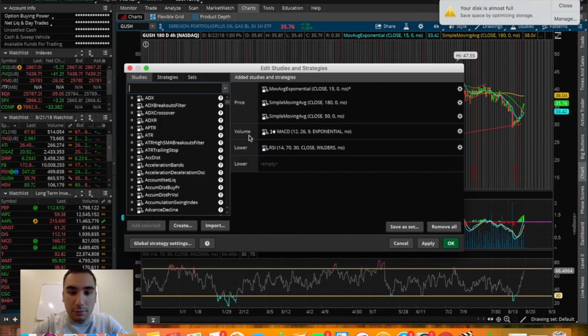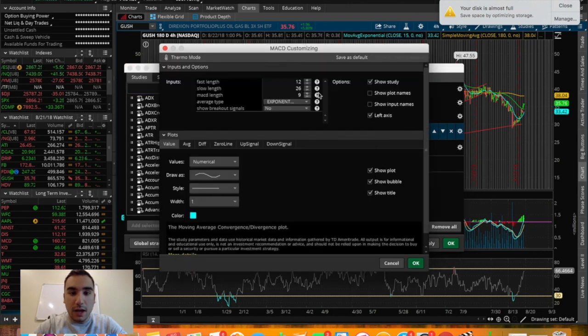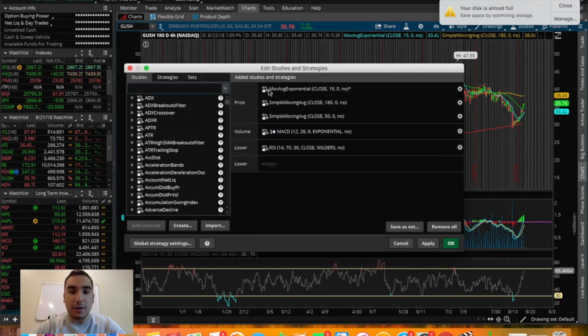And now for the volume, guys, we have here the MACD, and this is very simple as well. Just type in MACD, drag it over to your volume, and you can determine the fast length, slow length, and MACD length, and these are all changeable factors of that indicator. And for the lower, you want to do the RSI, and you can switch these up, guys. If you want the RSI on top, you can do that. If you want this on the bottom, you can do that. Pretty much however you guys want, you can customize your particular studies.